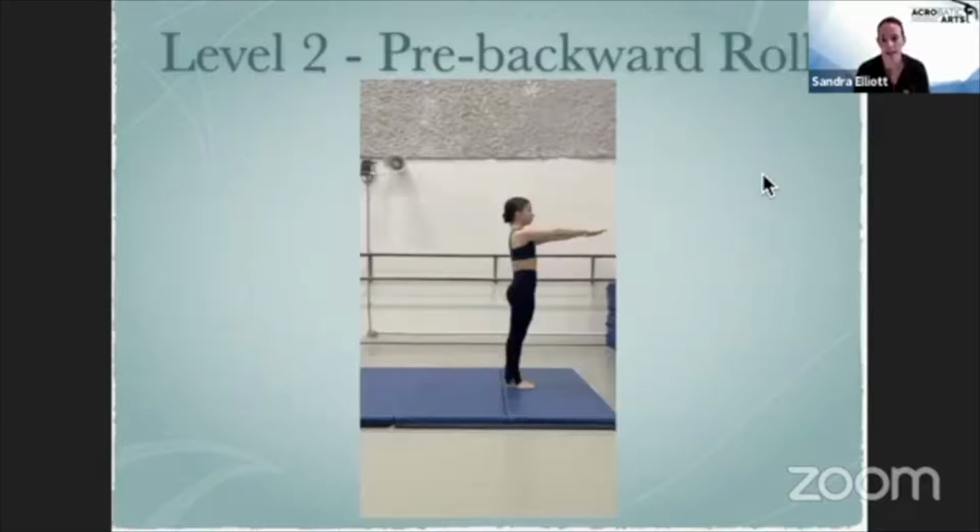So our next skill that we're introducing is our pre-backward roll, and that is in level 2. Our focus for this skill is to make sure that our dancers are pushing the hands equally into the ground to create space for their head. We don't want any undue pressure on their head, although we do realize that the head is likely to be touching the floor, but we don't want any weight or pressure on their head as they're doing the roll.